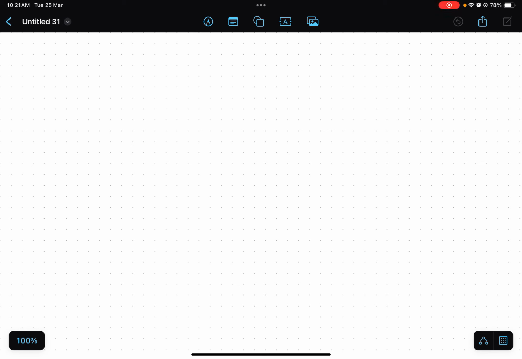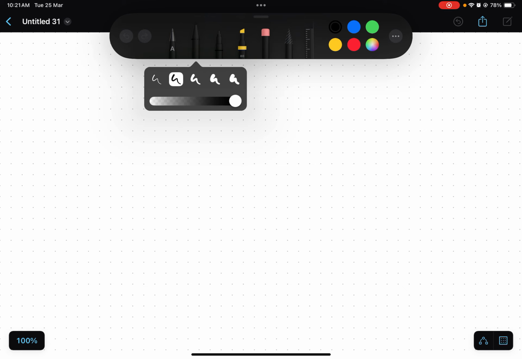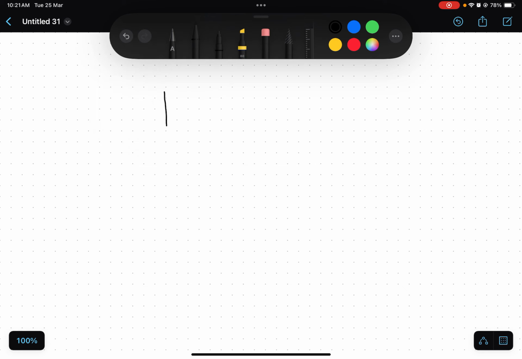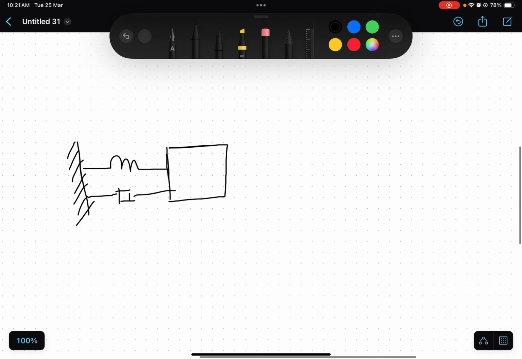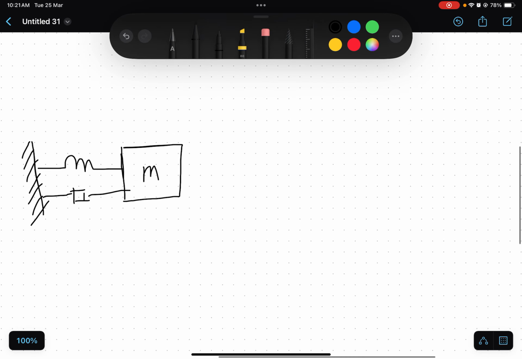Okay, just give me a sec. All right, this is the mechanical system that's given to us. We have the mass, we have the spring, and we have the viscous damper, and we have this wall here. This is the mass. Now we put it in a free body diagram to look like this.